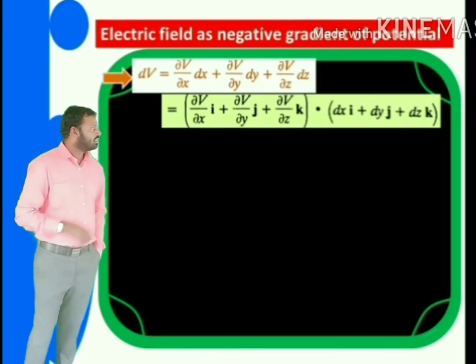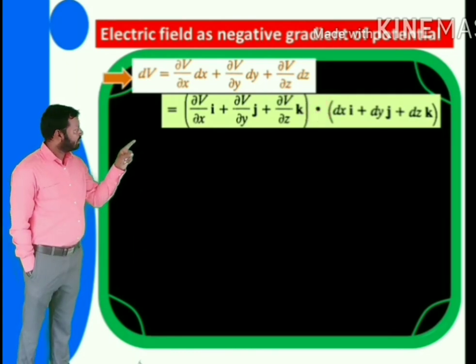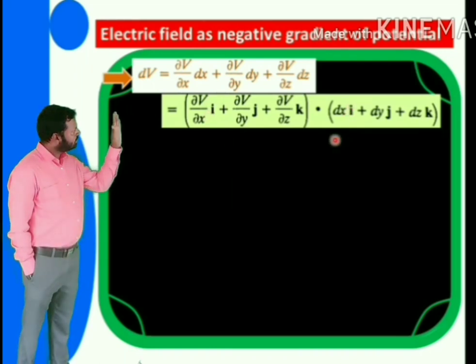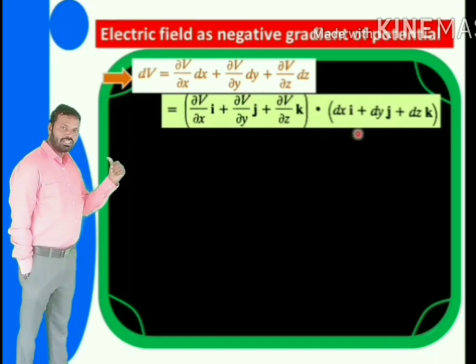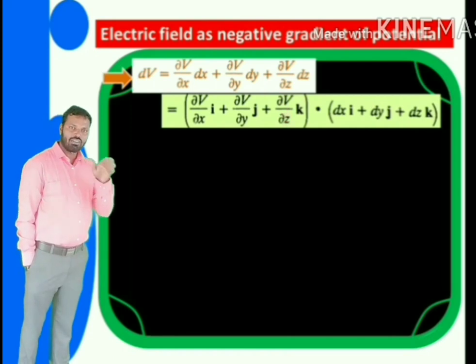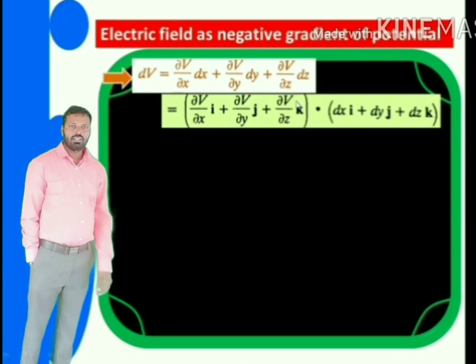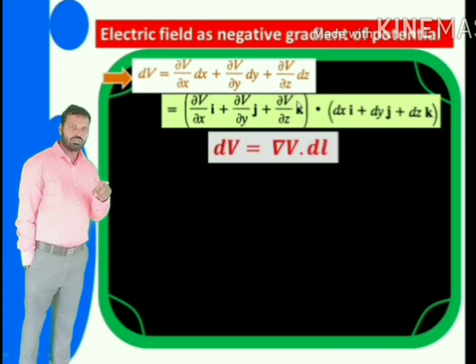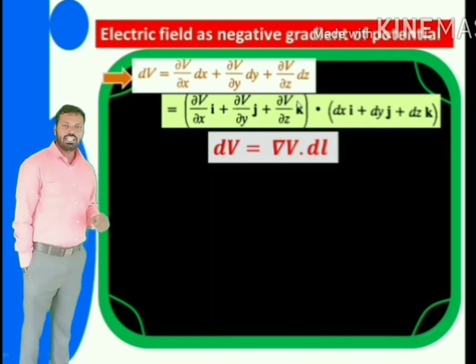To cross check it, just very simple: here it is a dot product, that means you have to multiply i with i. Just multiply dou V by dou x into dx. Similarly dou V by dou y into dy, dou V by dou z into dz, that means you will get again the same value. So the above equation I can write like this. Now actually dou V by dou x i plus dou V by dou y j plus dou V by dou z k, these can be written as del V.